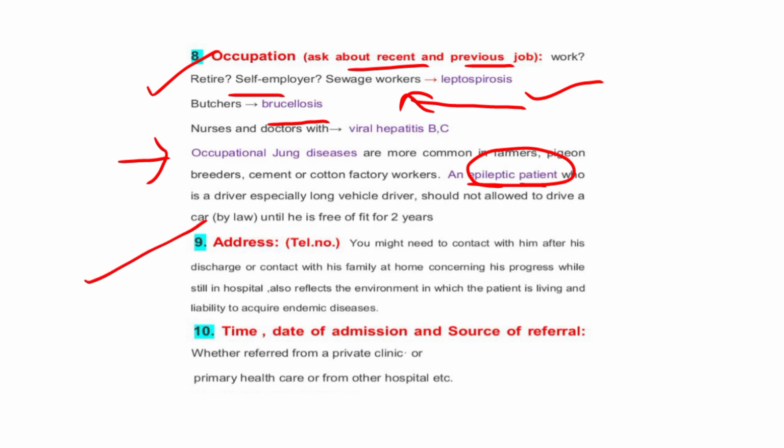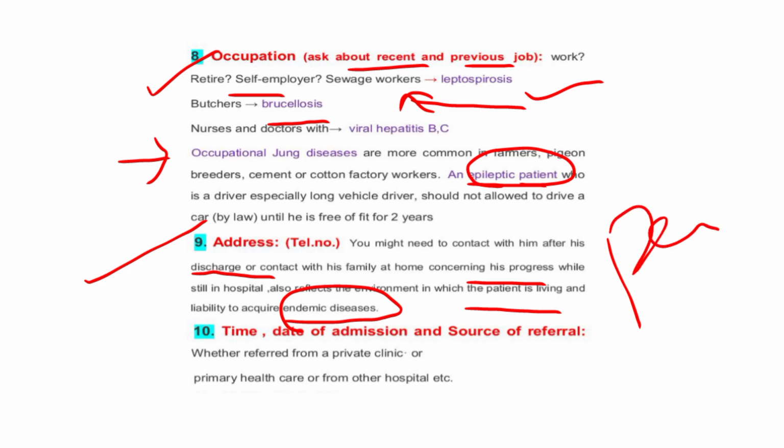Next we ask for the address. You might need to contact him after his discharge or connect with his family, so you are concerned with his progress day by day. So it is very important. Also, the patient may be living in an environment with endemic diseases, as many areas are famous for some diseases. So we need to consider the address of the patient.